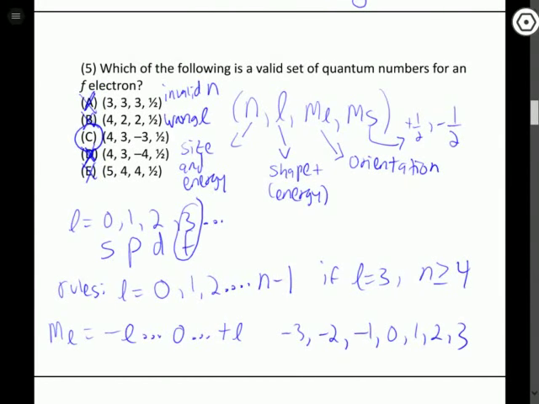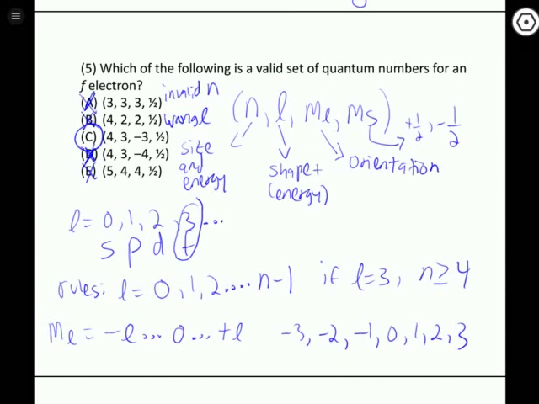Alright, so that's hopefully a good overview of the rules for quantum numbers. So definitely understand what the individual quantum numbers mean and the relationships that they can have that determine which values of the quantum numbers are permitted. Any other questions on that?